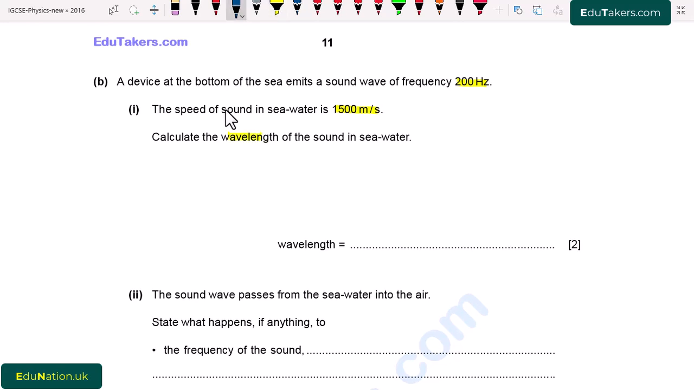So here we have to find out the wavelength when the frequency and the speed of sound are given. So using the relation that V is equal to F lambda, where V is speed, F is frequency and lambda is wavelength, we have to find out the value of lambda. It will be equal to V over F, where V is the speed of sound, that is given 1500, divided by frequency, 200. So the value of wavelength comes to be 7.5 meters. I write here wavelength is equal to 7.5 meter.